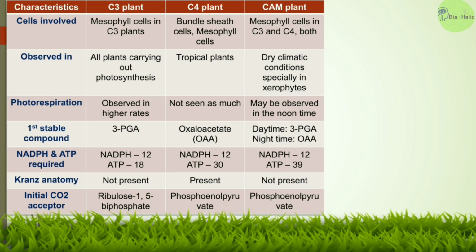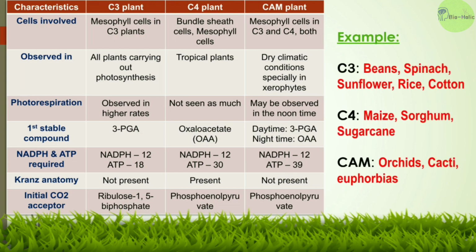The Kranz anatomy is absent in C3 and CAM plants, but it is present in C4 plants. And the initial carbon dioxide acceptor in C3 pathway is the ribulose 1,5 bisphosphate. In C4 plants, it is phosphoenol pyruvate, and in CAM plants, it is again the phosphoenol pyruvate. Now the examples. The C3 plants are beans, spinach, sunflower, rice, cotton. The C4 plants are maize, sorghum, sugarcane, and the CAM plants are orchids, cacti, euphorbia.